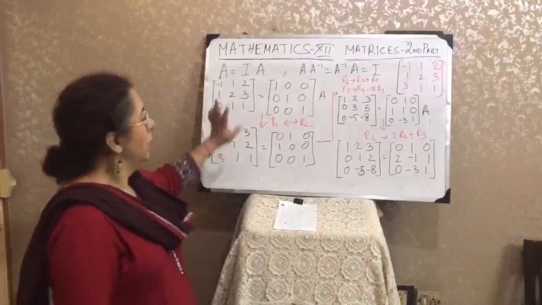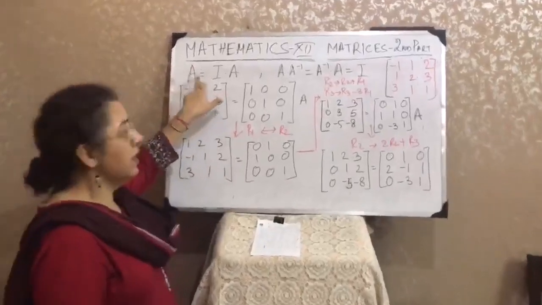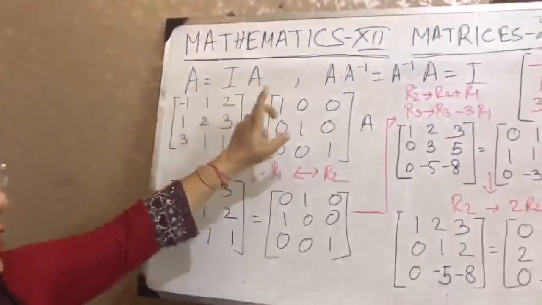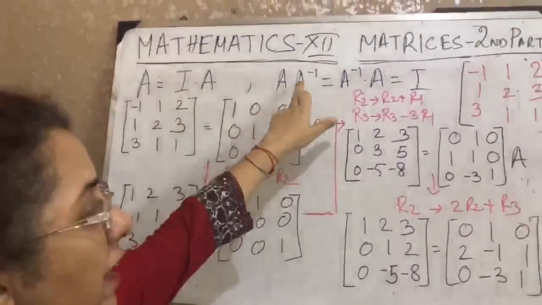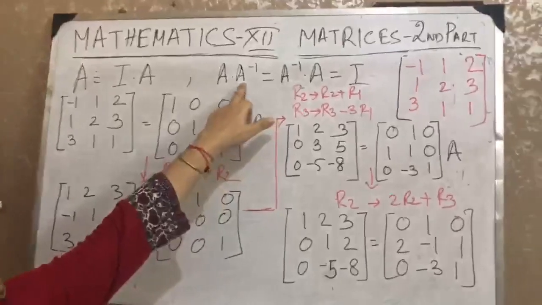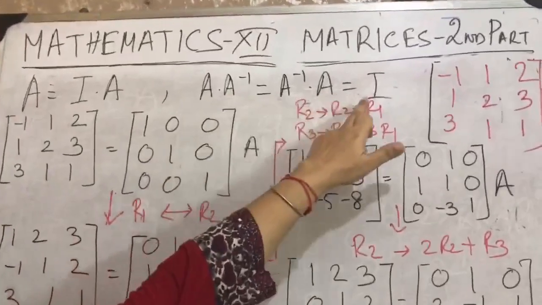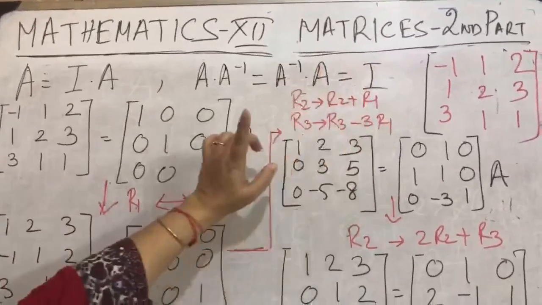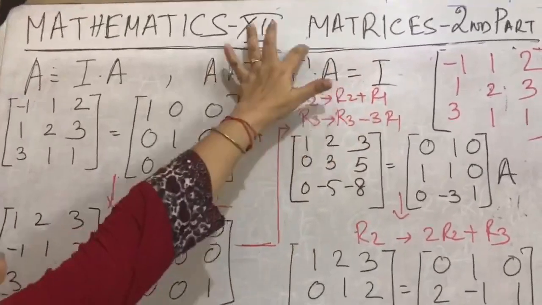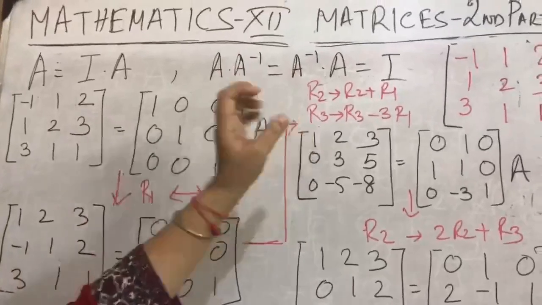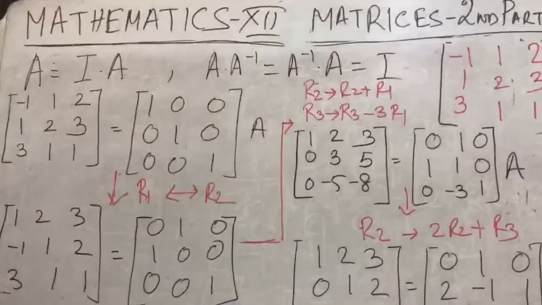Dear students, we know that A is equal to I into A, I for unit matrix. And if we multiply A and A inverse, as we do 2 by 3 into 3 by 2 is equal to 1, or A inverse into A is equal to I. So today we will find out A inverse, how to find out A inverse. And there are many methods. Today we will go for elementary row operation.